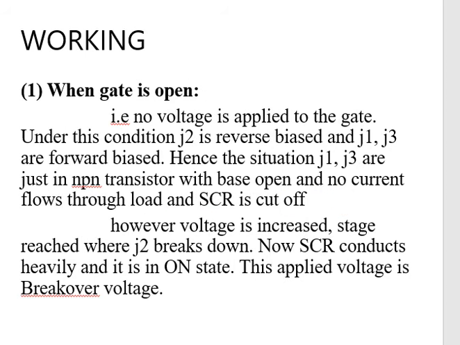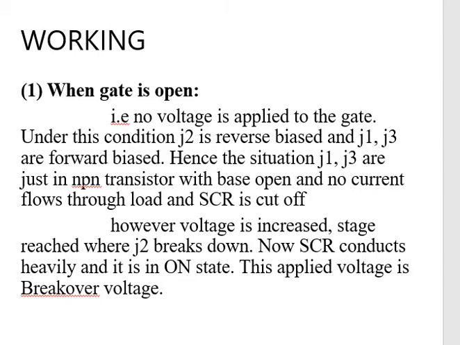Next, we are going to see about the working. First, let me tell you about the basics of SCR. The SCR conducts only based upon the gate signal. According to working, when the gate is open, that is no voltage is applied to the gate, the junction 2 is reverse biased and junction 1 and junction 3 are forward biased. Hence, in this situation, it is just like an NPN transistor with the base open. No current goes through the load. Therefore, SCR is cut off.